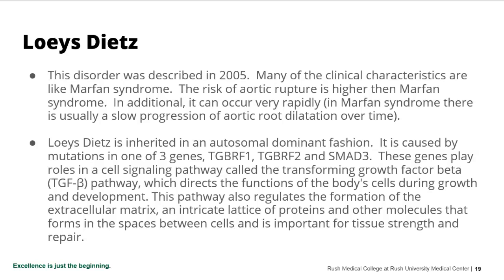Loeys-Dietz is inherited in autosomal dominant fashion. It's caused by a mutation of one of 3 genes, TGFBR1, TGFBR2, or SMAD3. And these genes all play a role in the signaling pathway in the TGF-beta pathway, which is important in the cell during growth and development. And this pathway also regulates the formation of the extracellular matrix, and it's intricate in the proteins and how they are placed to give tissue strength and repair.